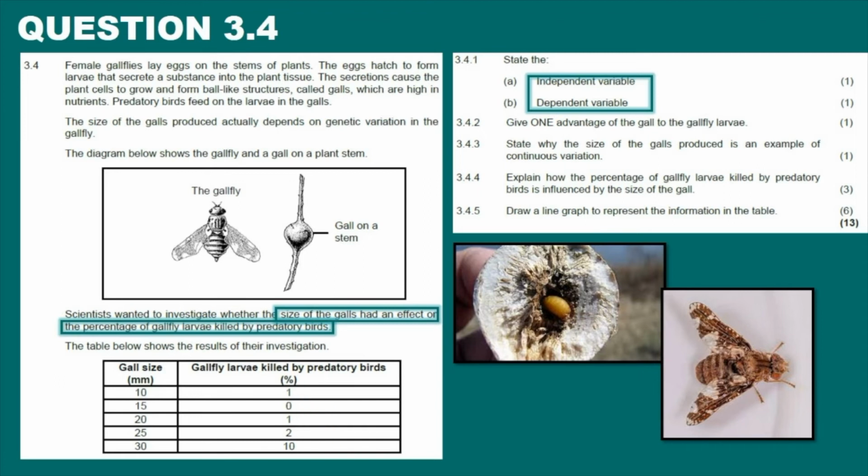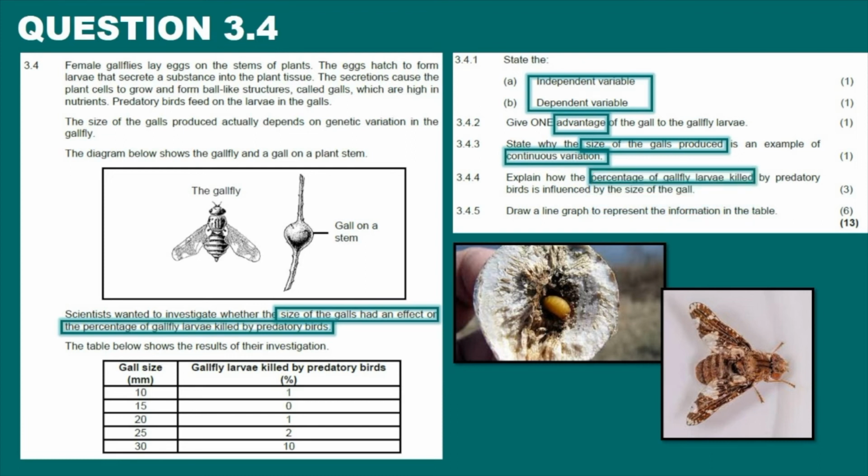Then they say give one advantage of the gall to the gallfly larva. So why would the secretions form the gall? Give an advantage of it. Then state why the size of the gall produced is an example of continuous variation. Before we move on to the marking guidelines, I will do a summary on what continuous variation is, for you to understand it. This forms part of evolution. Then explain how the percentage of gallfly larvae killed by the predators is influenced by the size of the gall. And lastly, you have to use the given information in the table to draw a line graph.